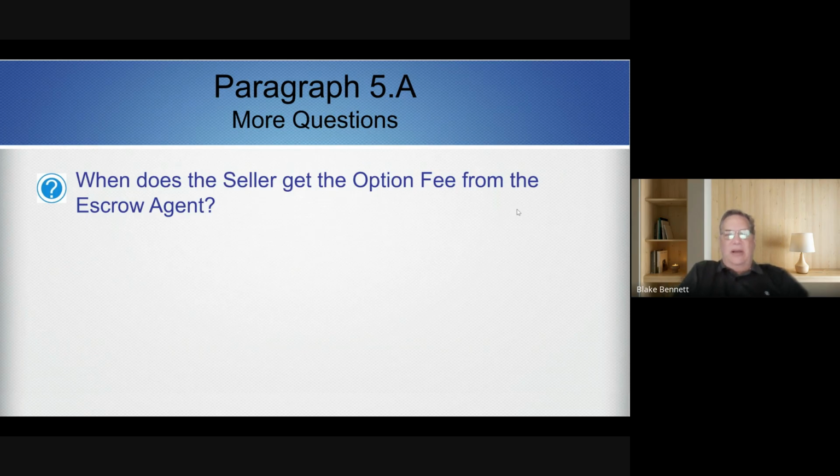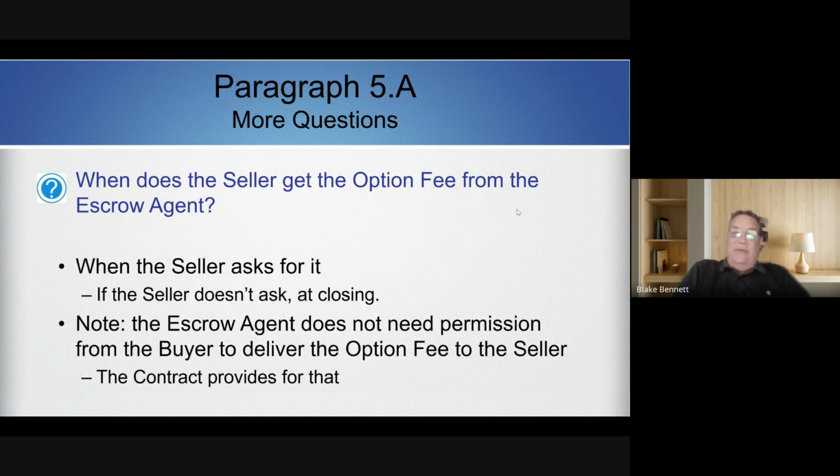When does the seller get the option fee? Basically, whenever they ask for it. If the seller doesn't ask, they're going to get it at closing. We haven't asked for any of our option fee money yet, and we've got it tiered based on time. And I can say that with your escrow money, I know that our contract states that our escrow money after so many days will become hard and non-refundable. That's what's in our contract.